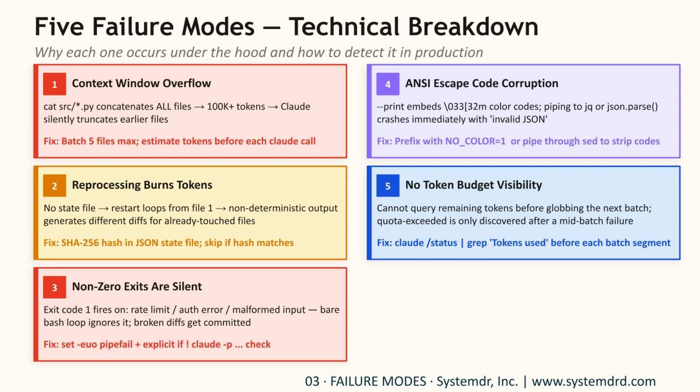Context window overflow. Globbing all files concatenates them into one massive string, easily hitting 75,000 tokens. Claude silently truncates the earliest files with no warning. Fix: batch 5 files at a time.